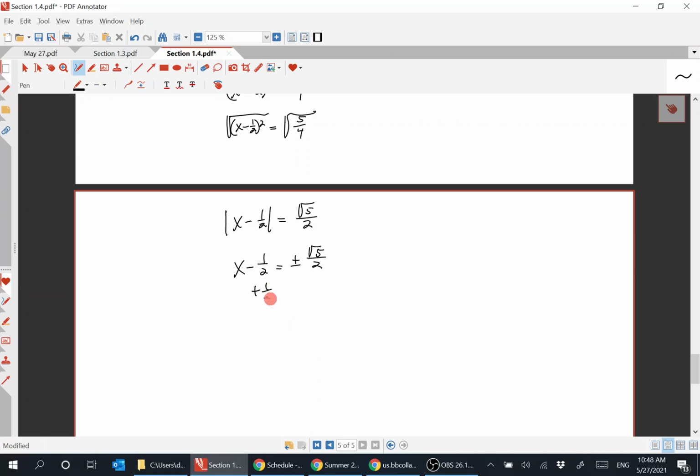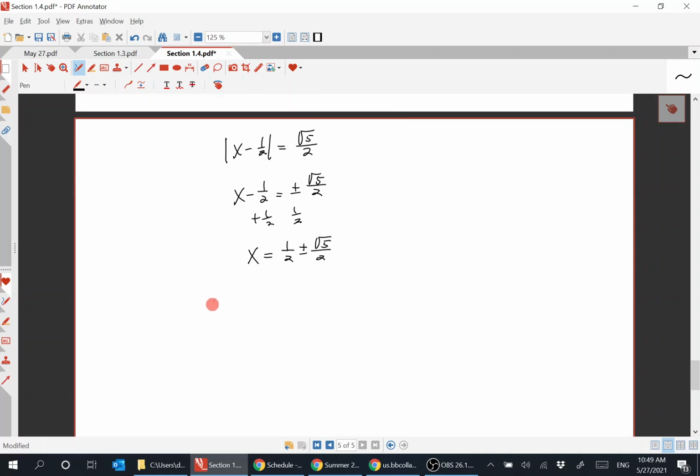And then you add 1/2 to each side, and you have x is equal to 1/2 plus or minus root 5 over 2. So your solutions are x is equal to 1 plus root 5 over 2, or x is equal to 1 minus root 5 over 2.